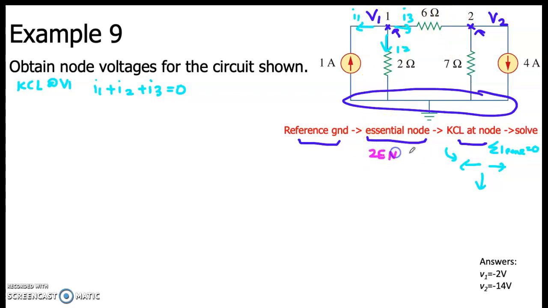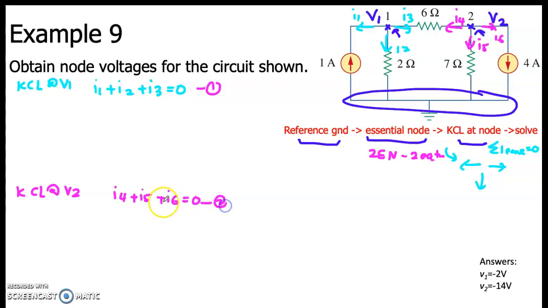Okay? So when you have two essential nodes, how many equations? Two essential nodes means you are going to have two equations. So this will be equation number 1. So what is equation number 2? KCL at the second essential node. So again, you make everything leaving. So this becomes I4, I5, I6. So I4 plus I5 plus I6 is equal to 0. So this means all the currents leaving will be equal to 0.